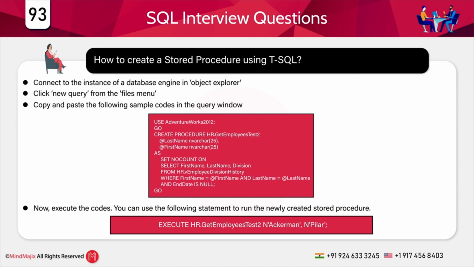Once you write this stored procedure, you can execute one statement to run the newly created stored procedure. And which is that statement? Execute hr.get employees test2, and then these columns.